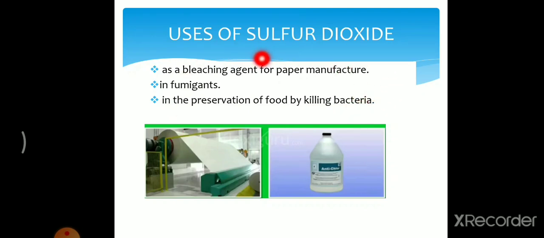So in this slide, a 2 marks question is sure. The first point and the third point are very important. They'll ask you to write a use of sulfur dioxide. You can write sulfur dioxide as a bleaching agent for paper manufacture, and this point, in the preservation of food by killing bacteria.